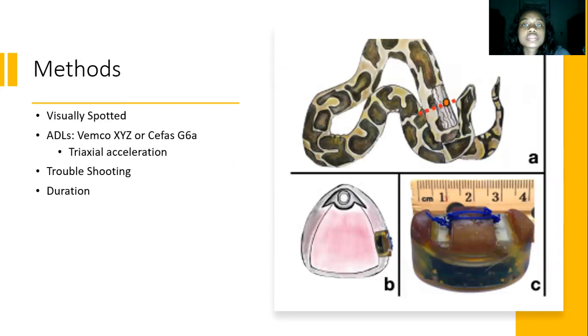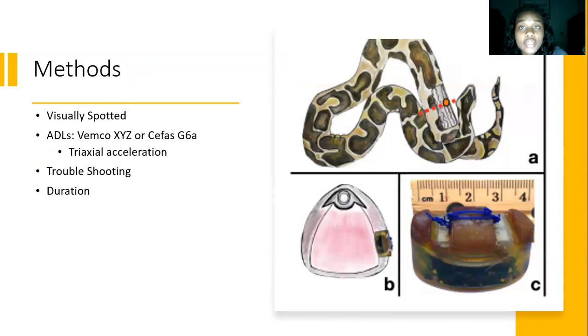This was an observational study, so they didn't really have control or experimental variables to make comparisons. The purpose was to observe snakes using an ADL attached to them and see if we can get data on the small details of python behavior. So how do they go about doing this?